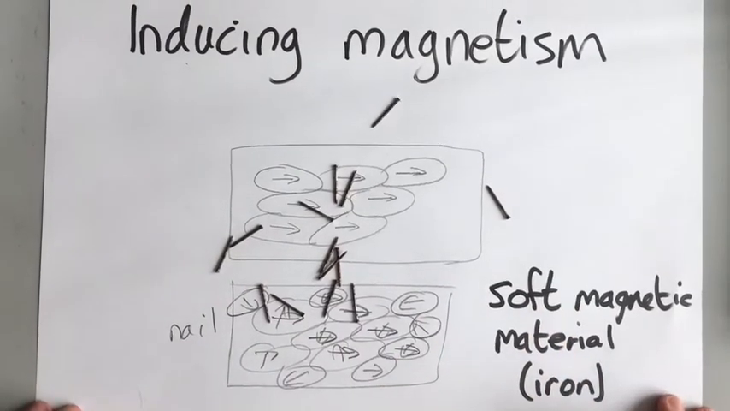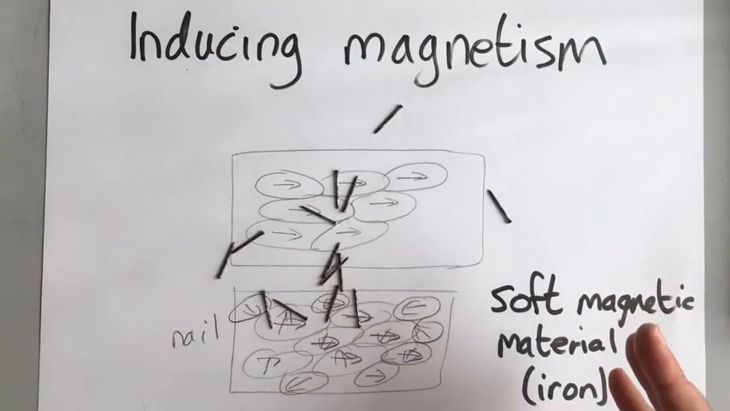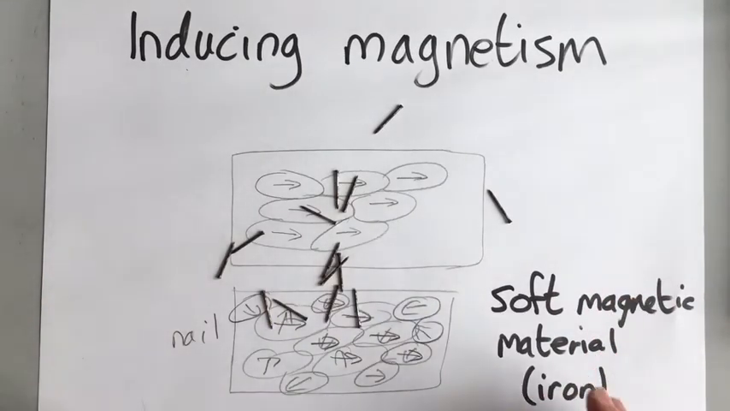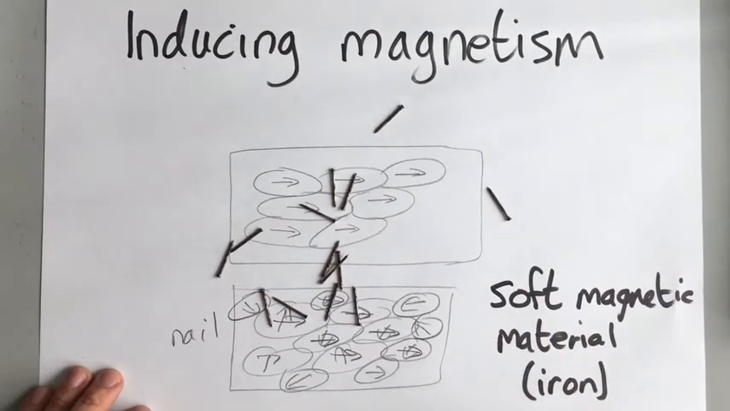That is very useful for electromagnets. When we turn the switch on, the magnet turns on. When we turn the switch off, it doesn't stay as a magnet, it stops being a magnet. So a soft magnetic material like iron is very good for electromagnets.